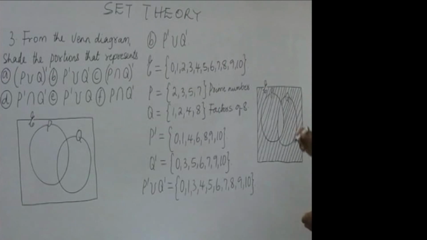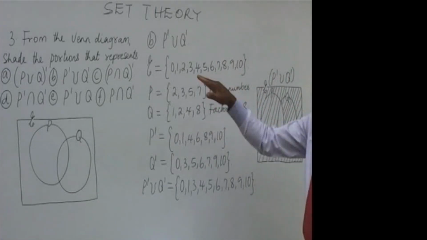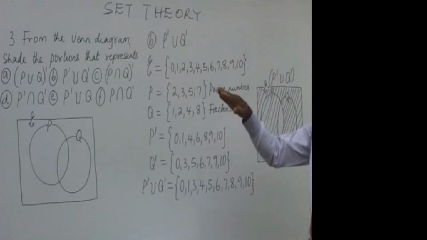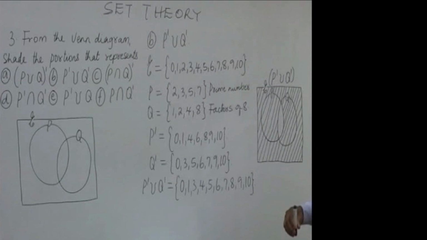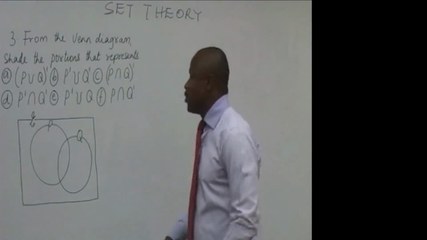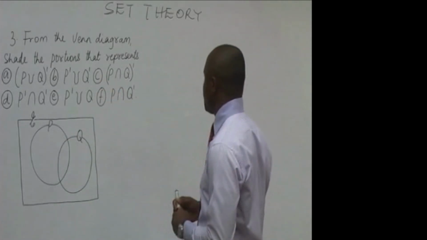So that is your P prime union Q prime. And that has brought us to the end of part B. So we're going to clean up again and do part C. By the time we finish all, you'll be able to know how to shade your Venn diagrams. Now let's do question C.